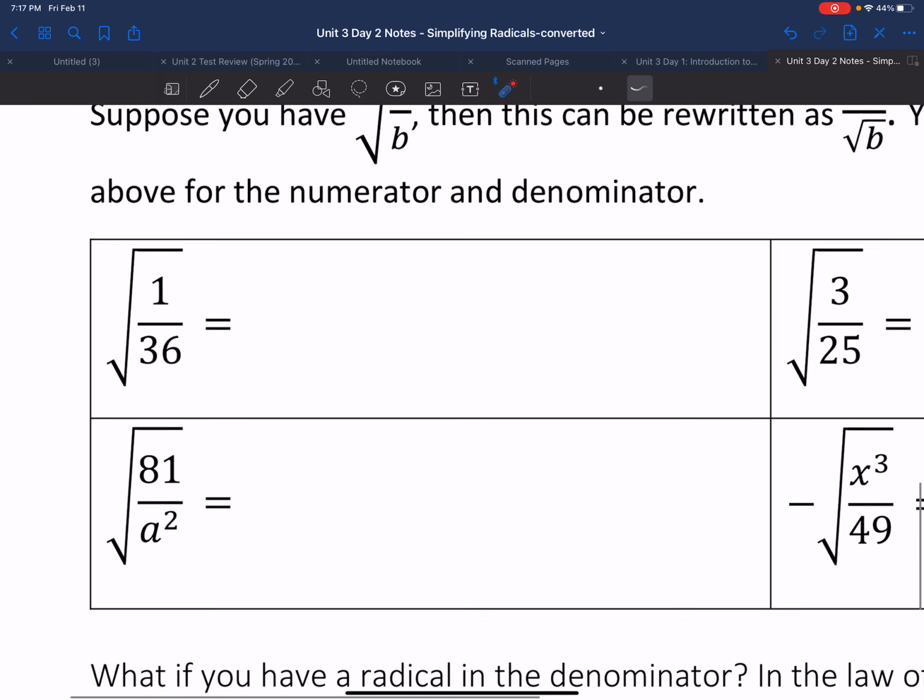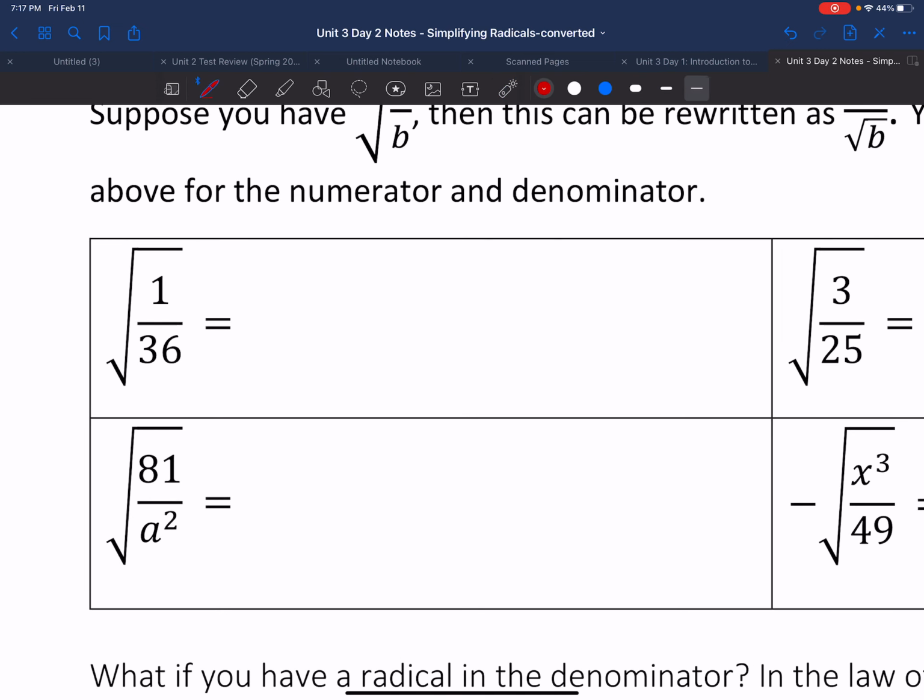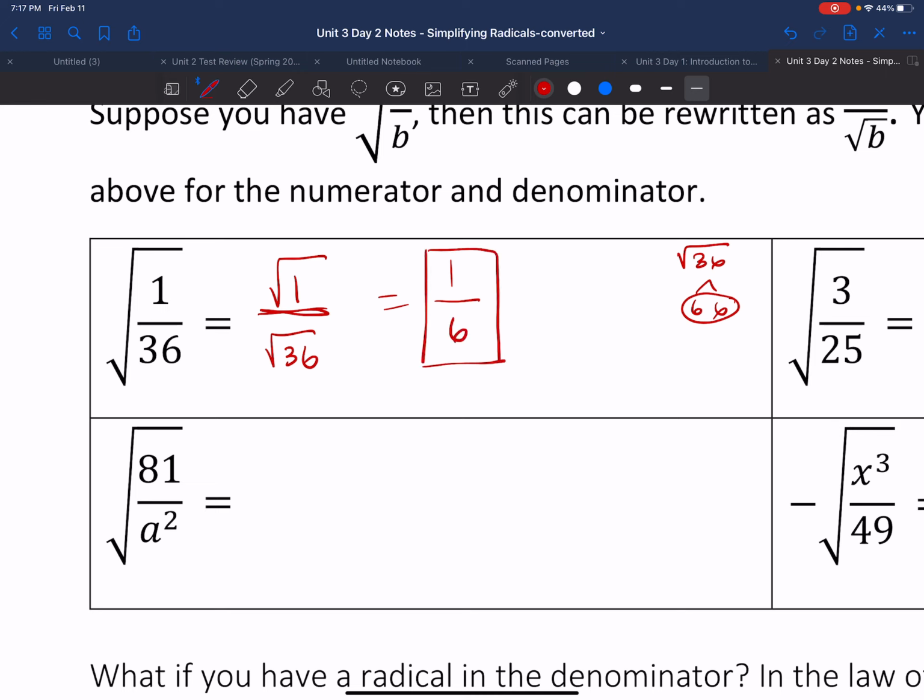So if you take a look at the square root of 1 over 36, you can write that as the square root of 1 divided by the square root of 36. And the square root of 1 is just what? 1. And the square root of 36, well, what are the two numbers that multiply together to give me 36? 6 and 6, yes? So I got a pair, one of them goes outside, and we don't have anything else, so the radical sign goes away. So that's just going to be 1 over 6, and this is my answer. Okay?